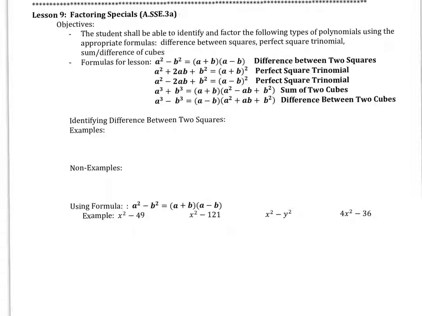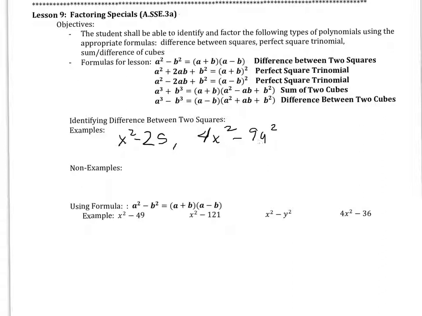Sometimes students have trouble distinguishing between something that's difference between two squares and something that's not. What it might look like is x squared minus 25, where the thing that's squared here is x, and the thing that's squared here is 5. Another thing that might be a difference of two squares is 4x squared minus 9y squared. The thing that's squared in the first term is 2x, and the thing that's squared in the second term is 3y.